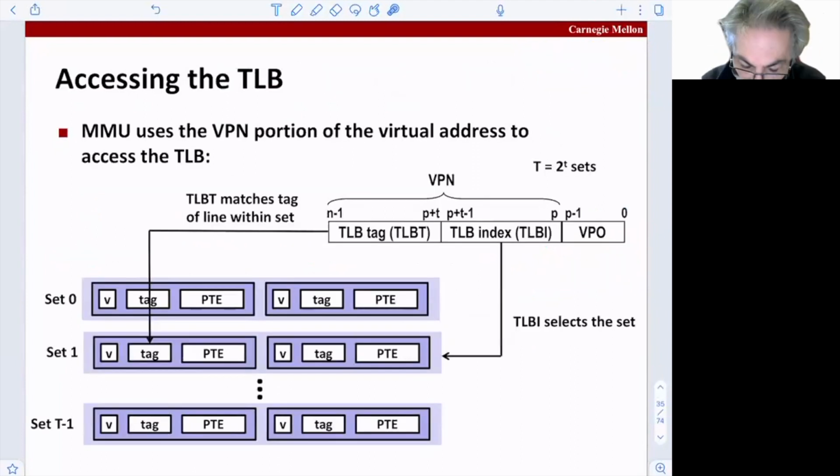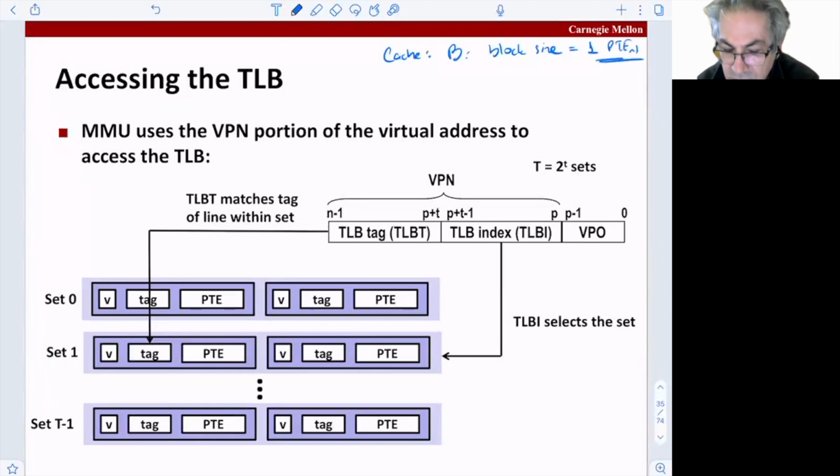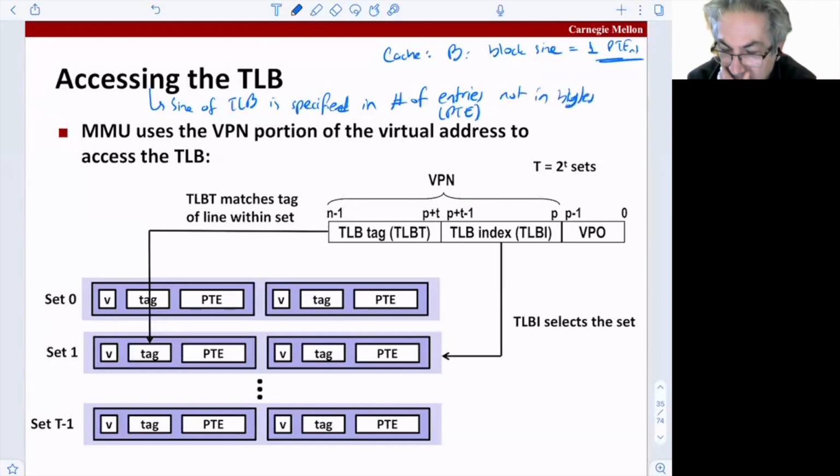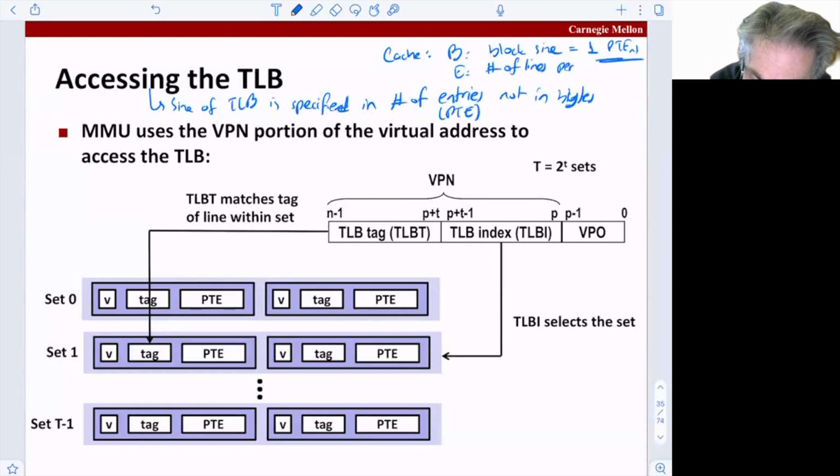So how does it work? To understand this, we go back to our cache structure. Remember that in the case of a cache, we had three parameters. One was B, which was the block size. In this case, the block size is actually one page table entry. So usually the size of a TLB is specified in the number of entries, PTEs actually, not in bytes. It's essentially saying how many lines from the page table it stores. The second one was E, the number of lines per set, and then S was the number of sets.